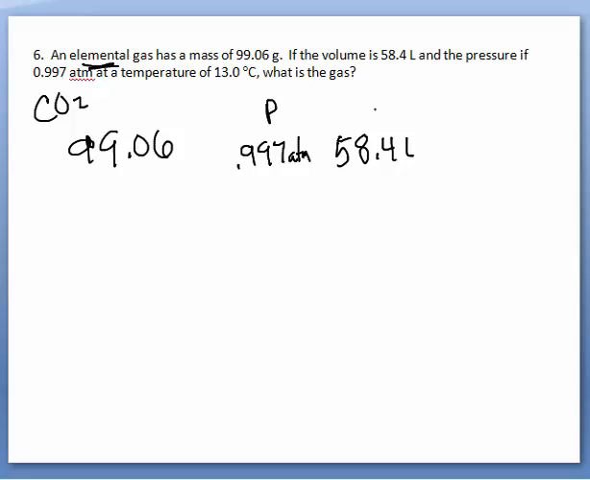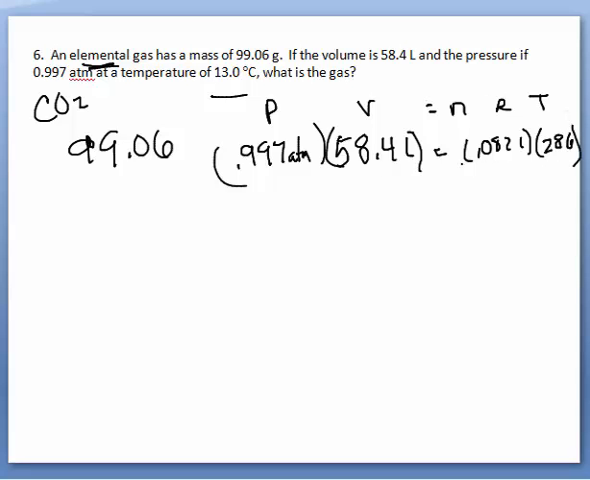So right away I'm thinking PV is equal to nRT. So we have P, we have V, we know R is 0.0821, and our temperature, we're going to add 13 degrees to 273, and we're going to get 286 Kelvin. So what we're going to do here is solve for n. When we do the math, we're going to get 2.48 moles.